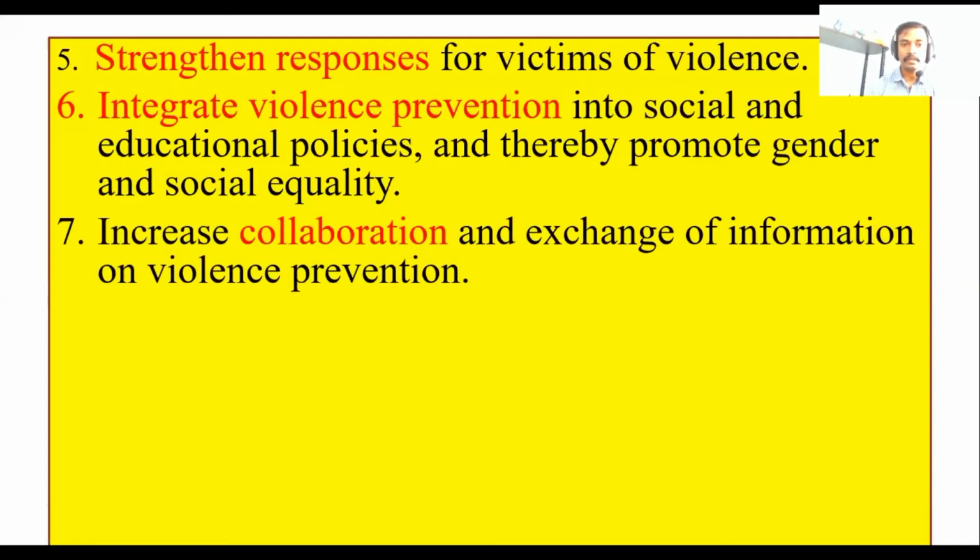Six, integrated violence prevention. Which means this violence is directly linked with other sectors, including social and educational policies, promoting gender and social equalities. For example, violence against women due to lack of education. Next, increase collaboration, exchange of information on violence prevention. Collaborate with other governments, other countries, or other departments within the country.